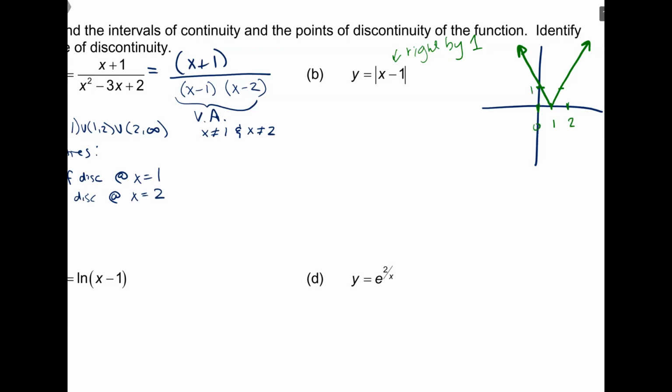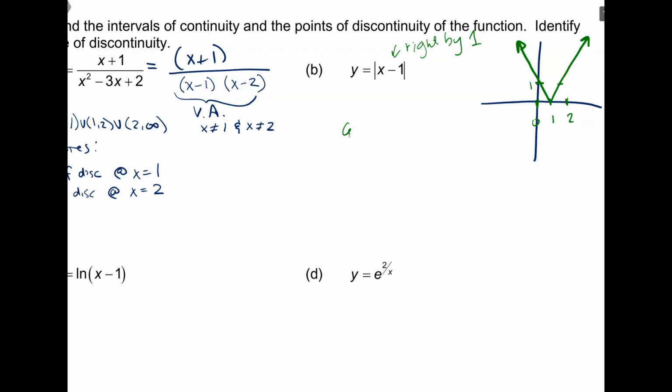Zero, 1, okay. So does it have holes? No removable discontinuities, no infinite, no jump, no oscillating. So it's going to be continuous the whole interval. So I can say continuous on negative infinity to infinity.